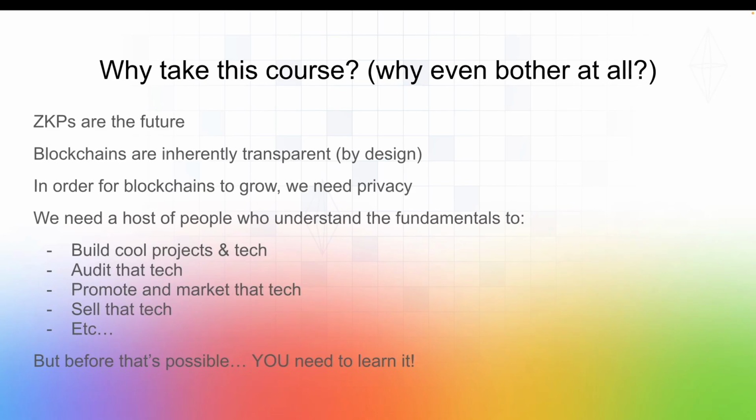So why should you take this course? Why even bother at all? So zero knowledge proofs are the future. Because blockchains are inherently transparent by design, we need to be able to build privacy into systems so that everyone can't see everything at all times.